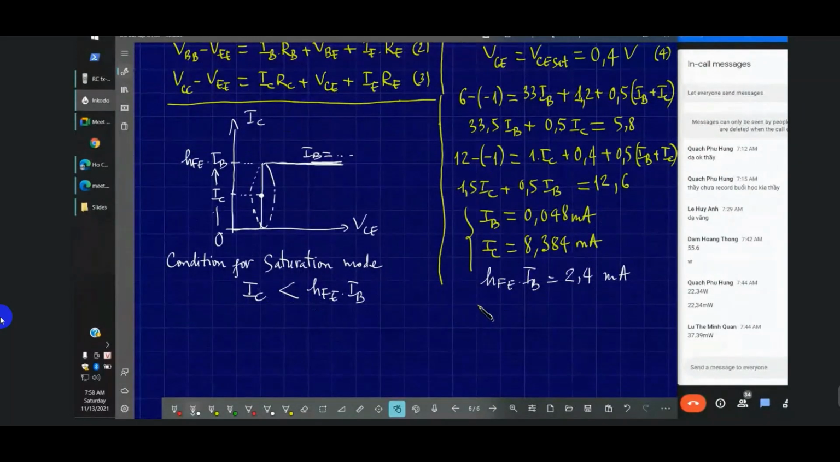So the assumption is not correct. Then we make a new assumption: amplifying mode, in short.